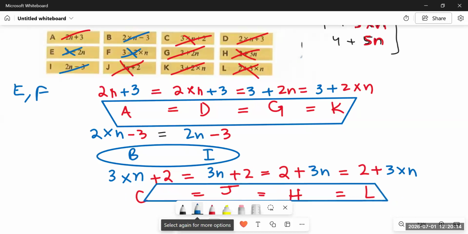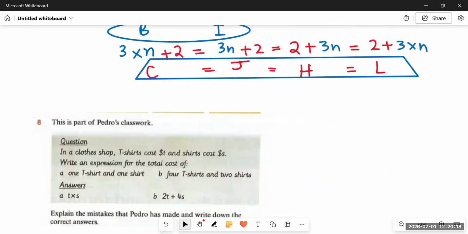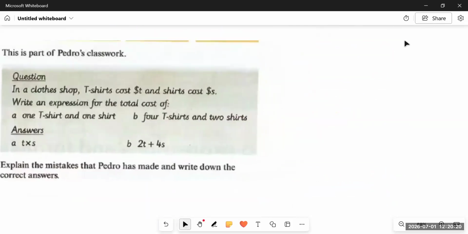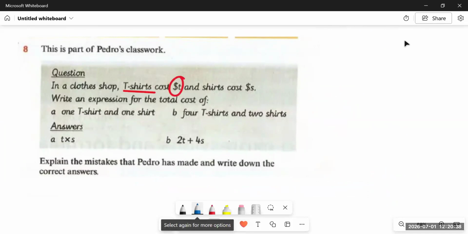Okay, students? Let's move to question number 8. In question number 8, it says this is part of Pedro's classwork. Fine. And in a clothes shop, t-shirts cost T dollars and shirts cost S dollars. There are two different types of items. T-shirts, their cost is T, and then shirts, they cost S dollars. You have to write down an expression for their total cost.